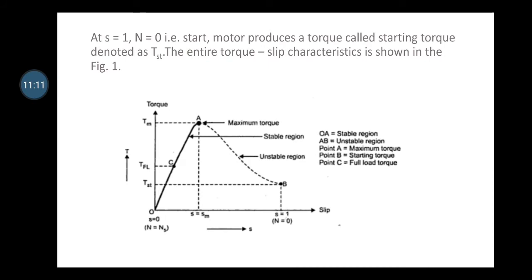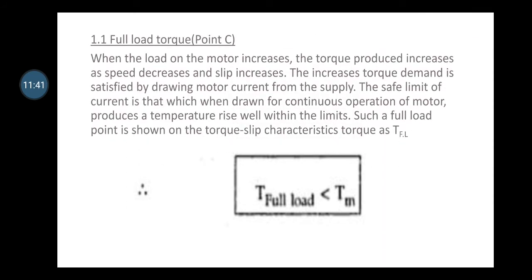Now at s equal to 1, n is equal to 0, that is at the starting position, the motor produces a torque called the starting torque, denoted as TST. The entire torque slip characteristic is shown in this figure. Now here is the full load torque at the point C.